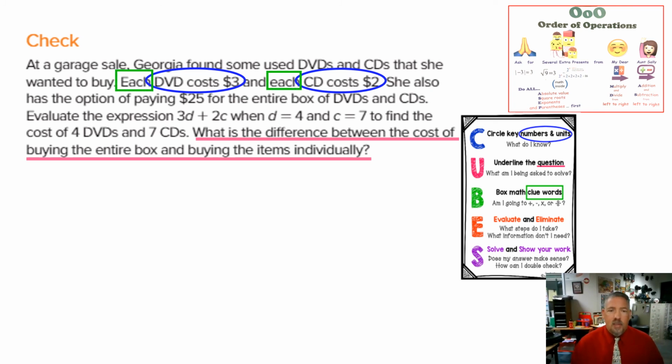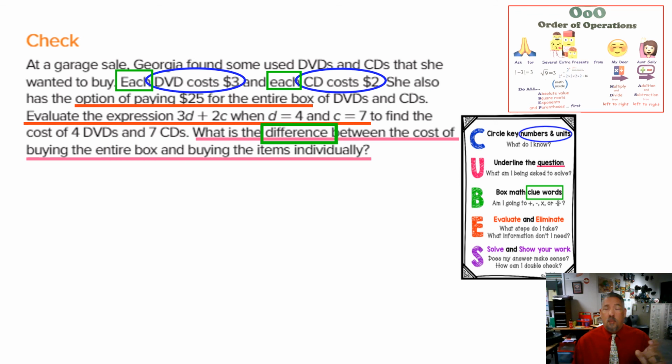All right, so when I see each, I know that each of the DVDs, so these are my clue words, is $3, and each of the CDs is $2. I also see the word difference, so that implies when I'm actually answering the question that I'm going to be subtracting, right? Hopefully you knew that one. All right, so the orange, evaluate. Evaluate the expression means to solve the math problem. So I'm going to do that. And then I'm also going to look at the idea that I have an option of paying $25 for the entire box. So I know that's going to be applied at the end, right? I'm going to do a comparison and find the difference.